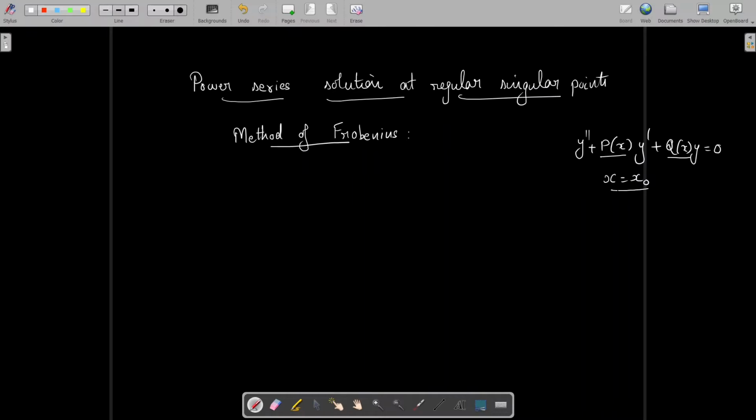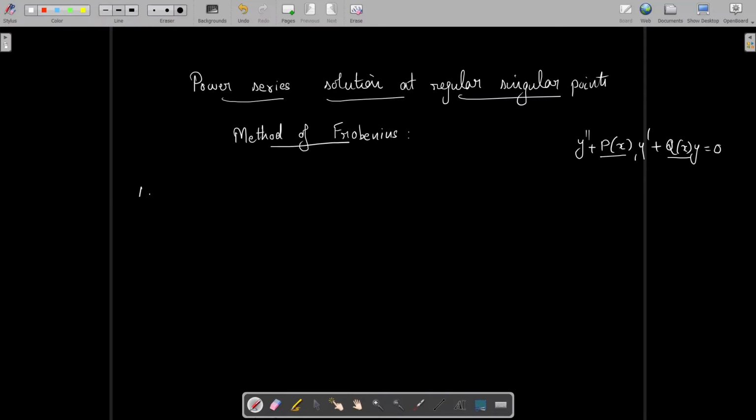Suppose x = x0 is a singular point of this differential equation, and if (x - x0) p(x) and (x - x0)^2 q(x) are both analytic at the point x0, then we say that x0 is a regular singular point of this differential equation. Today we will study how to find the power series solution of a differential equation at a regular singular point. The method is known as the method of Frobenius.